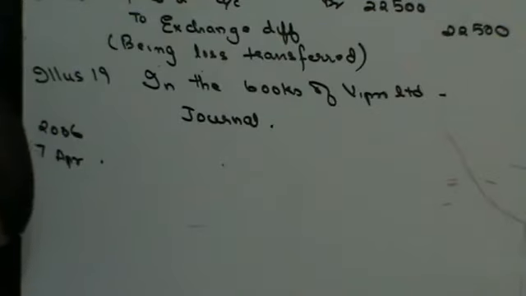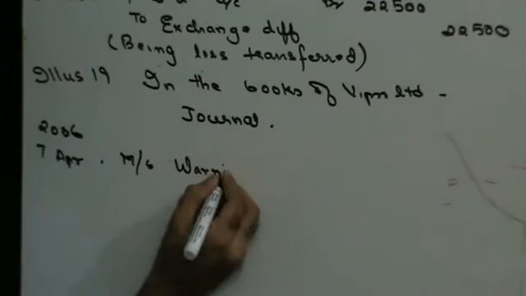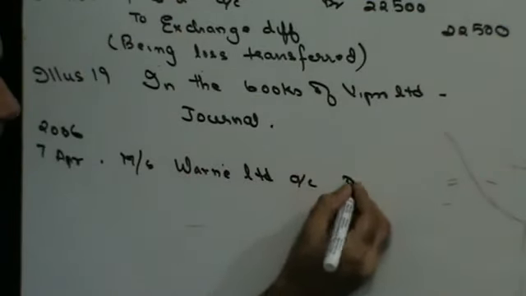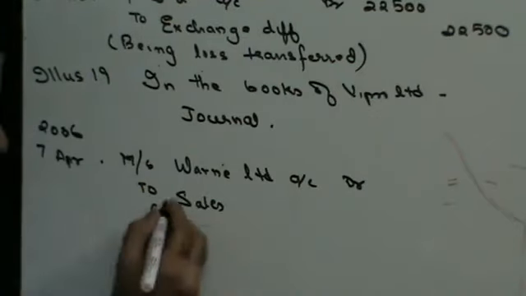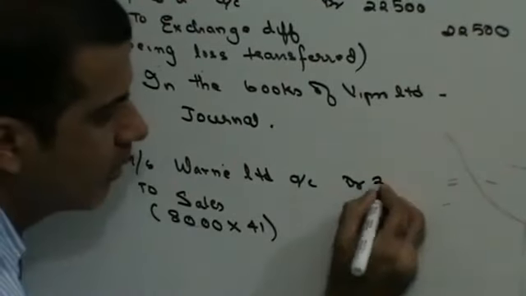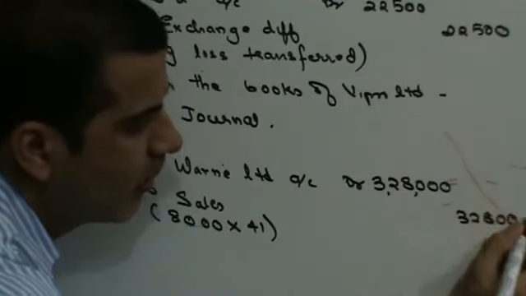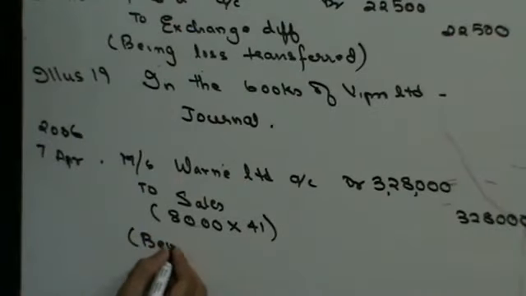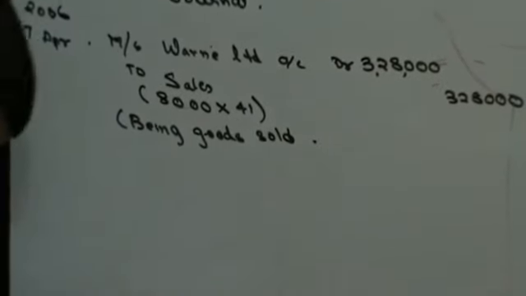Right? Then starts 2006, 7th April. You exported goods to Messrs. Vaughan Limited. Debit the receiver. Messrs. Vaughan Limited account debit to sales. You have exported goods of 8,000 US dollars and the dollar rate on 7th April was 41 rupees. Right? Someone tell me how much is this? 3,28,000. 3,28,000 being goods sold. Right? That was 7th April.